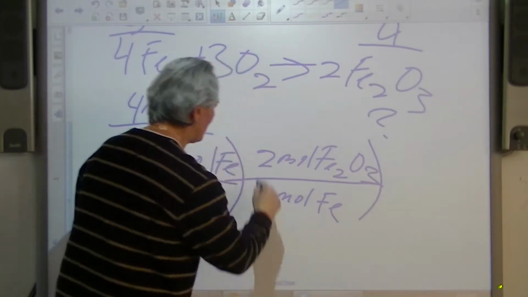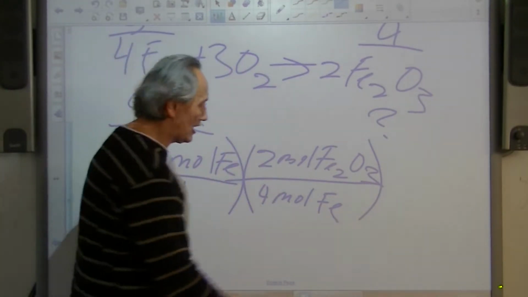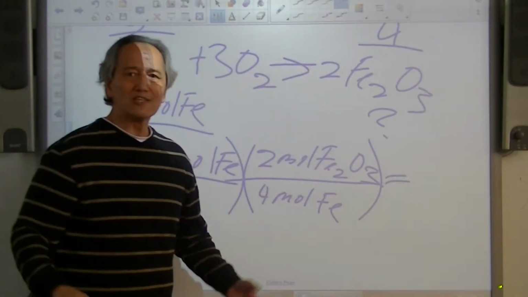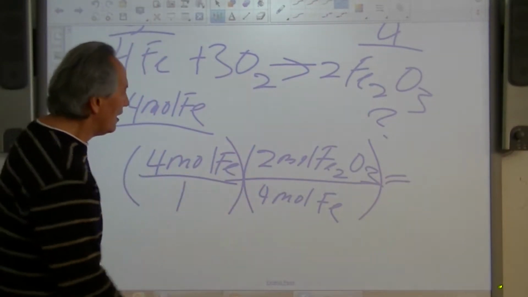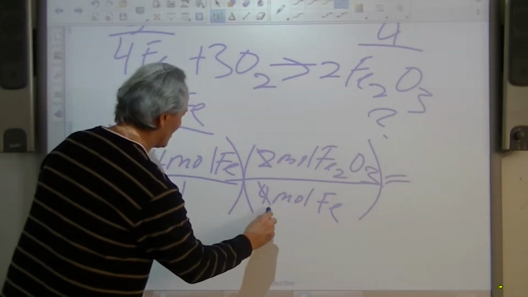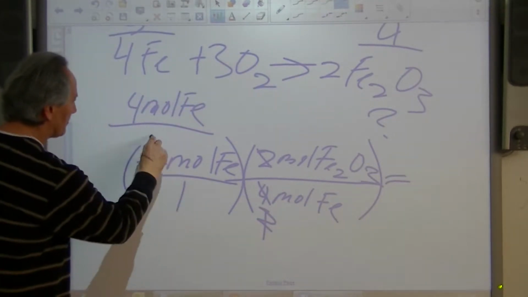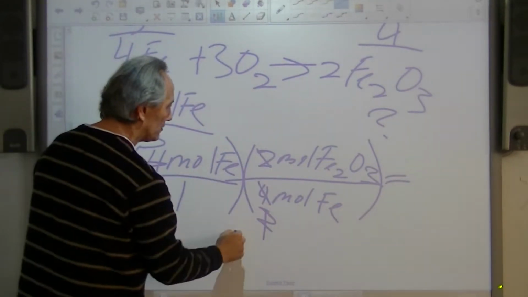Let's put parentheses just to separate these two steps. And that will give us the number of moles based on the mole ratio of 2 to 4. Let's go ahead and calculate this and cancel down to 2. That 4 can be broken down to 2, so we have 2 times 1 divided by 1.